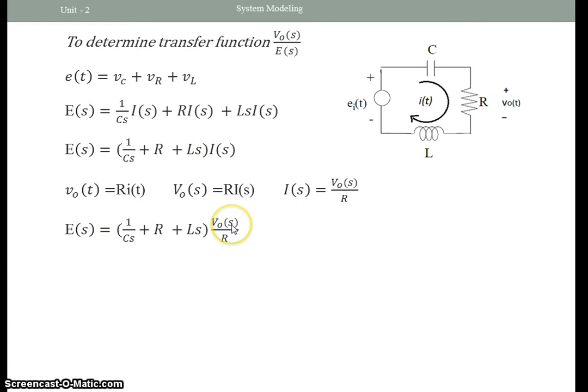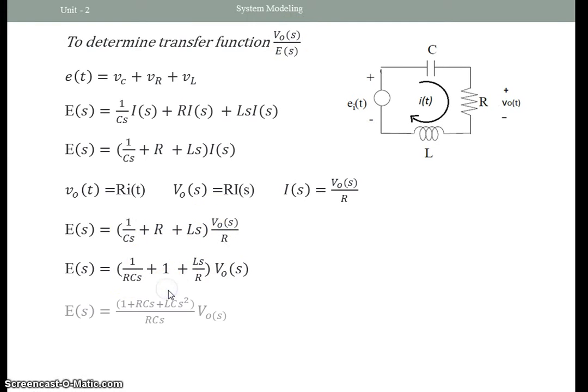Now we were able to eliminate I of s, and we have introduced the variable V out, which is what we would like to have in our transfer function. So we have R in the denominator. We distribute this R to the three terms, so we will have this, and we can combine this in a single fraction where our least common denominator is RCs, and that will result in this fraction.